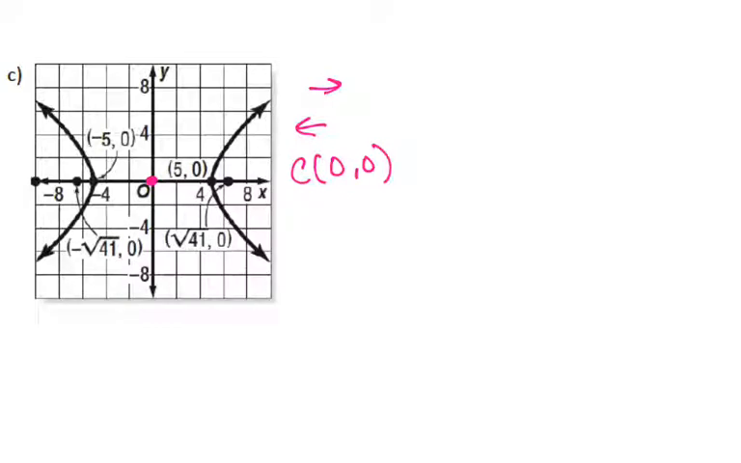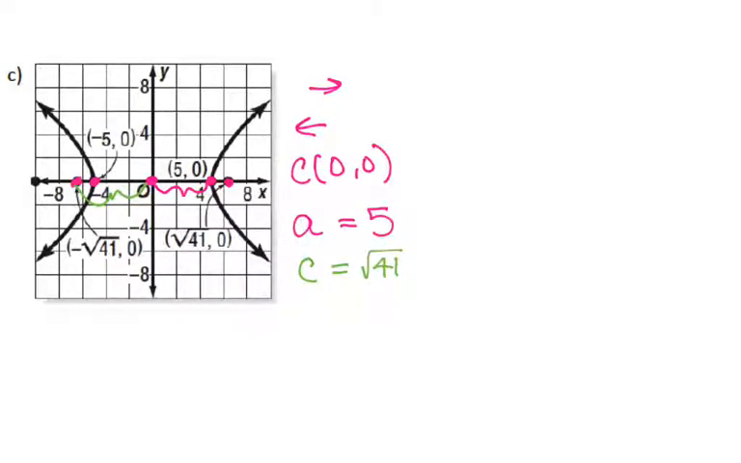And what you're given is your vertices, as well as the points inside your hyperbolas, and those are the foci. So A is the distance from your center to one of your vertices. So that's 0, 0 to 5, 0, which is 5 units. C is the distance from your center to one of your foci. So that distance is going from 0, 0 to negative square root of 41. So that distance is going to be the square root of 41.